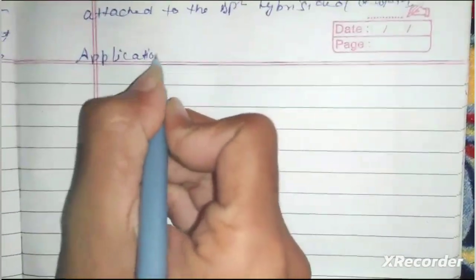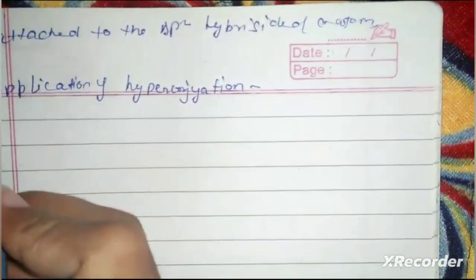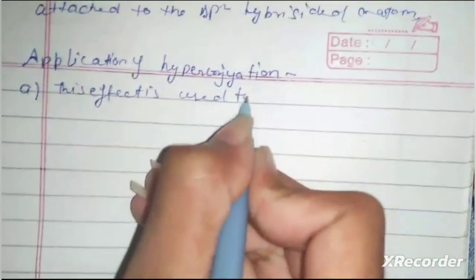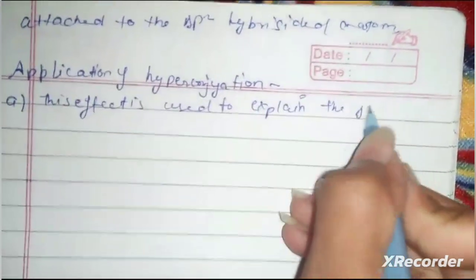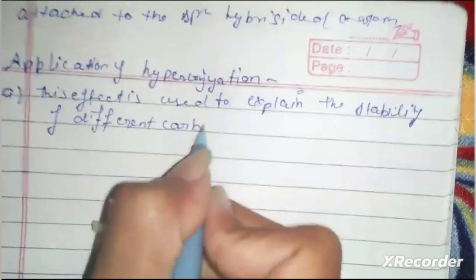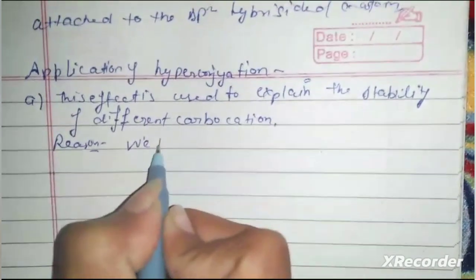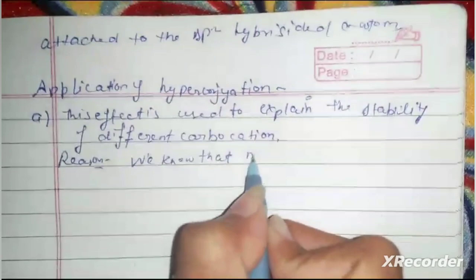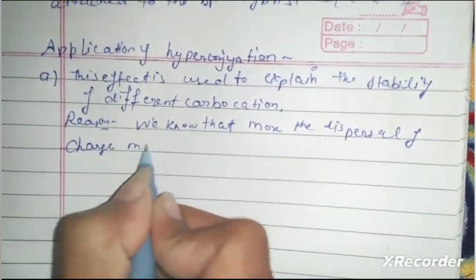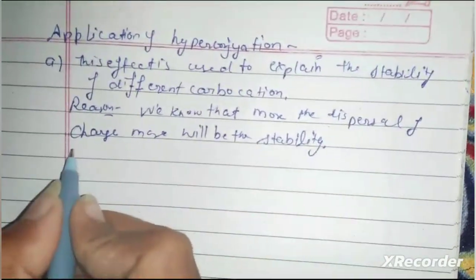Applications of hyperconjugation. This effect is used to explain the stability of different carbocations. The reason is, we note that the more the dispersal of charge, the more will be the stability. We have to see it in examples.